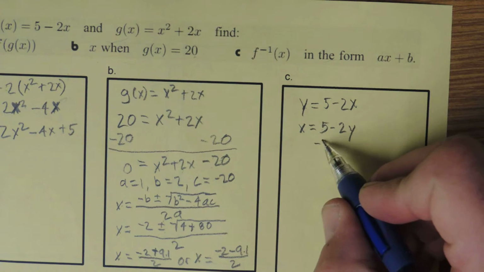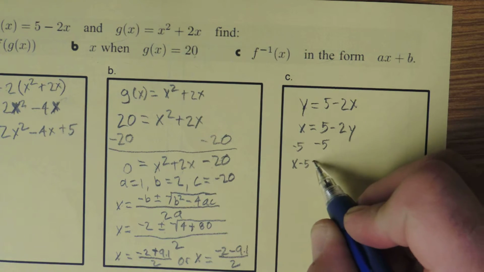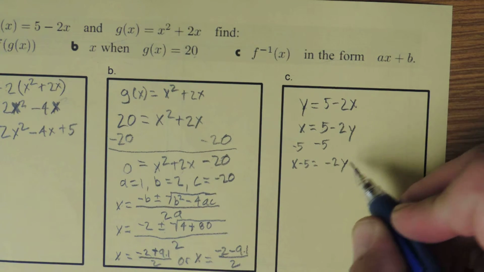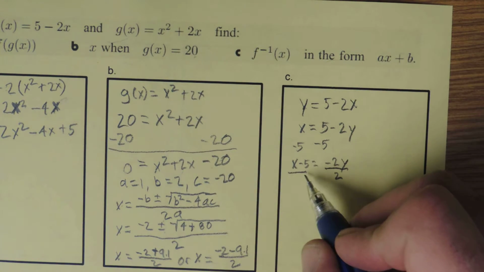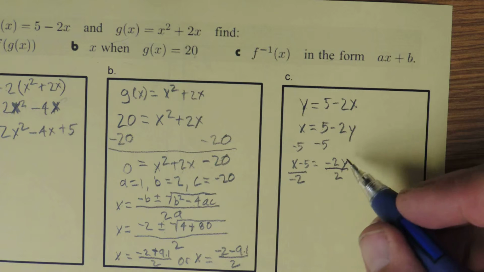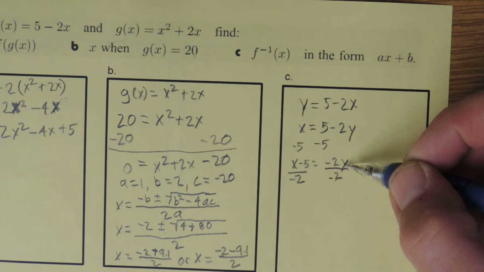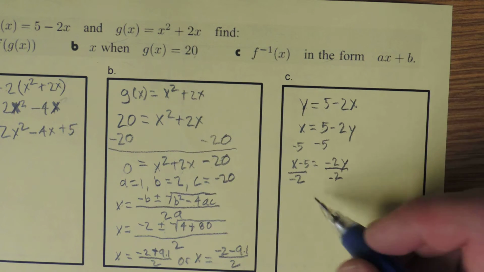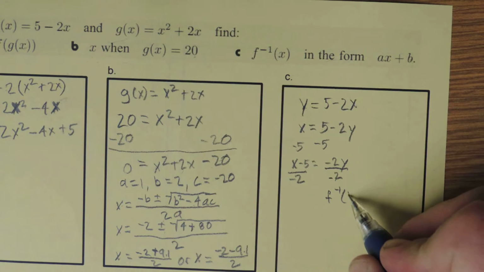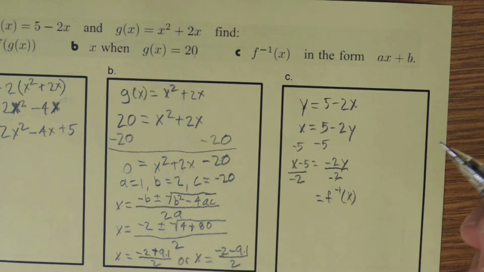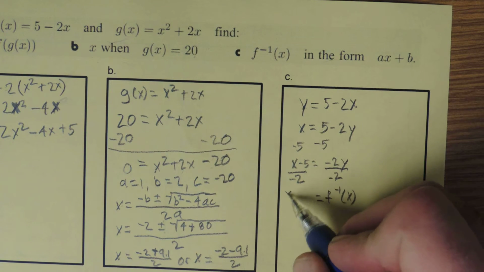So subtract 5 from both sides, and divide both sides by negative 2. So negative 2 divided by 2 is 1. I'll get y over here. I can call that now f inverse of x. That's what I'll call my y. And I have x over negative 2 plus 5 over 2.